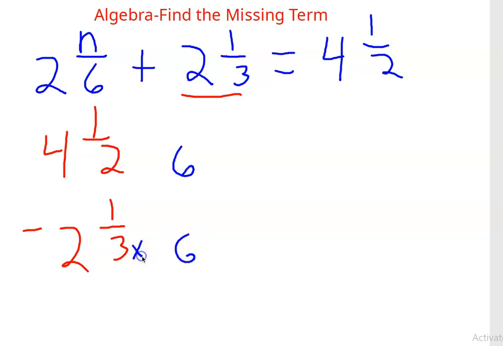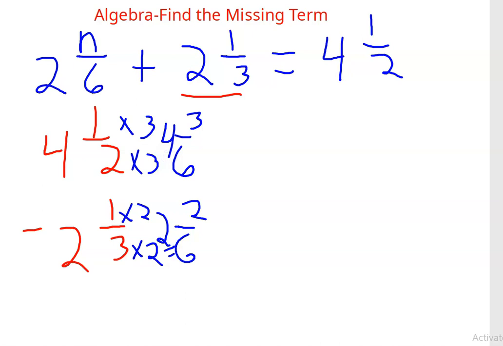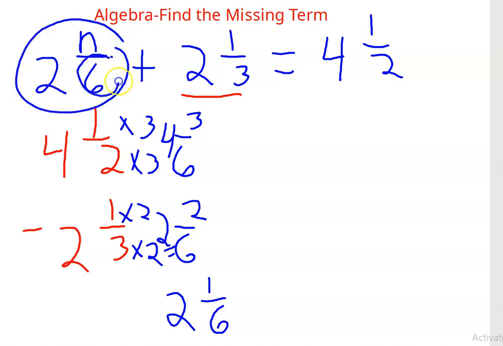If you needed to list the multiples, that's fine. 3 times 2 is 6. So we have 2 and 2/6. And then times 3 is 4 and 3/6. So now we have 4 and 3/6 minus 2 and 2/6. So 4 and 3/6 minus 2 and 2/6 is going to give you 1/6. And 4 minus 2 is 2, and 1/6. So we come back over here. It's already in 6, so this one we just leave. So our n equals 1. Did you get that?